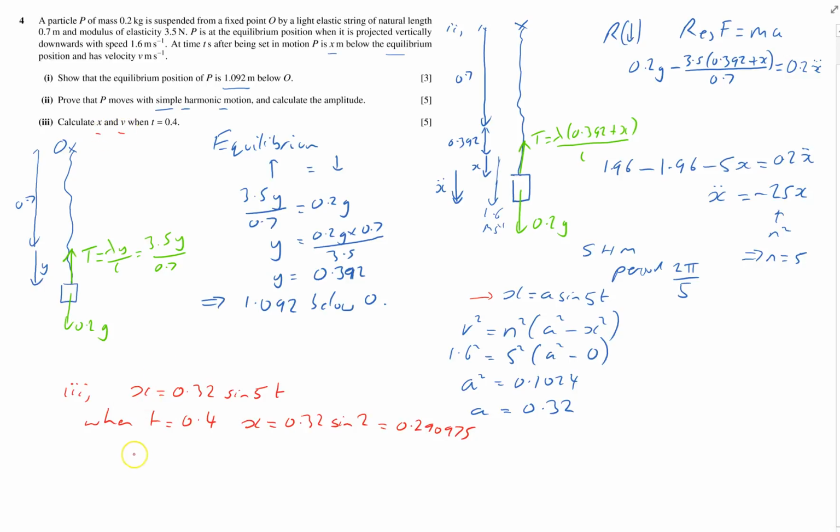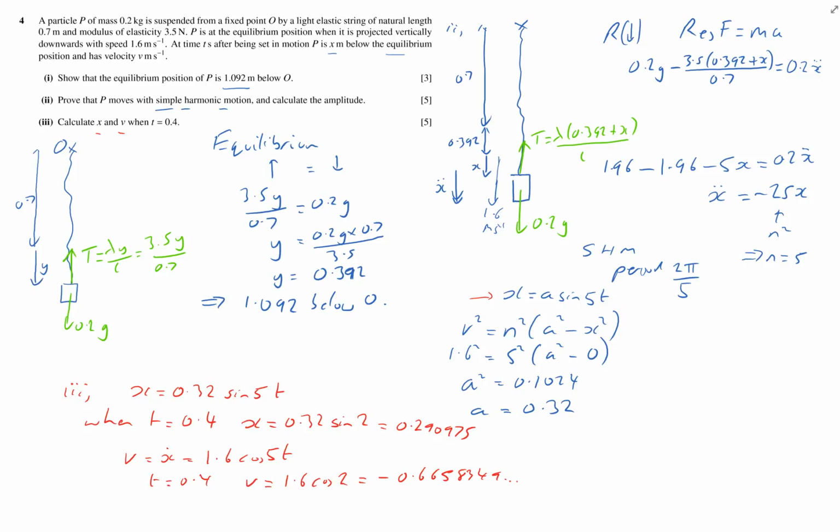And then we want to find also the velocity. We've done x, we need to find v, and we know that's v equals x dot, which equals 0.32 times 5, which is 1.6. Differentiate sine, we get cos 5t, and when t equals 0.4, v equals 1.6 cos 2, which equals negative 0.6658349, etc. And that does that.